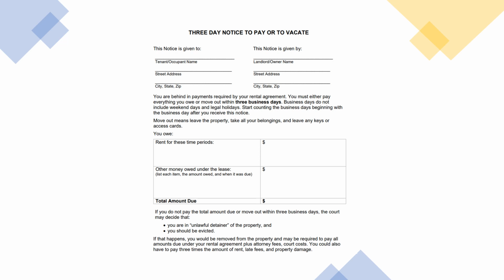This notice is a 3-day notice to pay or to vacate. This notice is used if the tenant owes rent or other money. This notice tells the tenant they have 3 business days to pay all of the money listed on the notice or move out. It must give the tenant the option to pay all of the money. If the tenant pays all of the money, then they can stay in the residence.